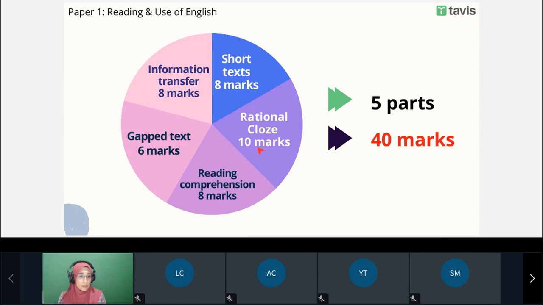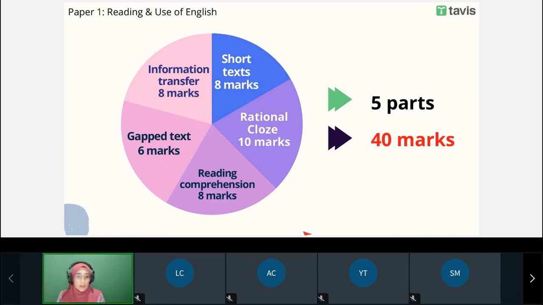And all of this adds up to 40 marks. Remember the weightage for this paper is 25%, and the overall marks is 40 marks. So you need to score really well on this part, because if you just shoot whichever you think the answer is, there is maybe a 50-50 chance that you might get it right, but sometimes you get it wrong. So I will be focusing on the first part first, which is the short text.